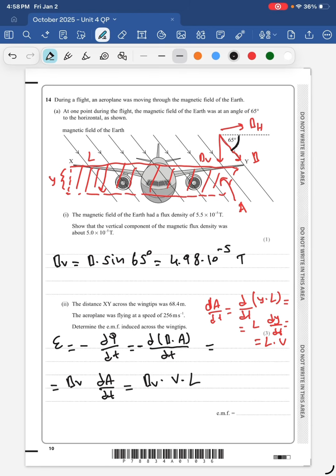But anyway, plugging numbers in, B times V was 4.9 times 10 to the minus 5. The velocity is 256 meters per second. The length is 68.4. If you multiply all these, you find 0.87 volts, which is about the voltage of half an AA battery. So it can light the light bulb, probably. I don't know, something like that.